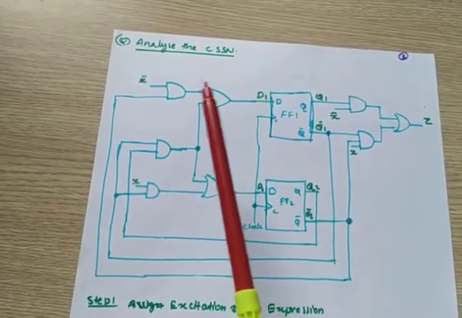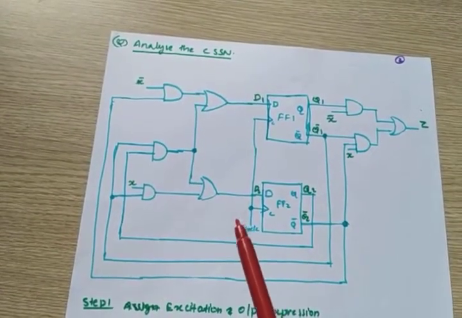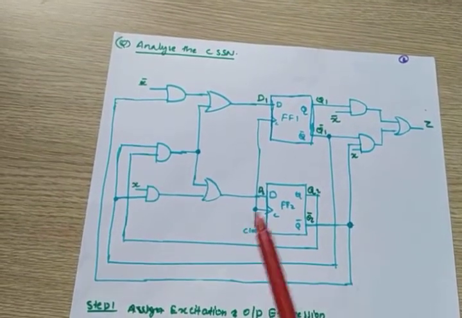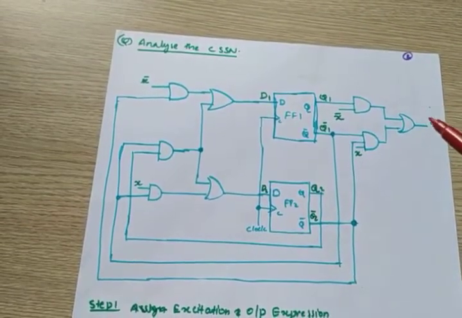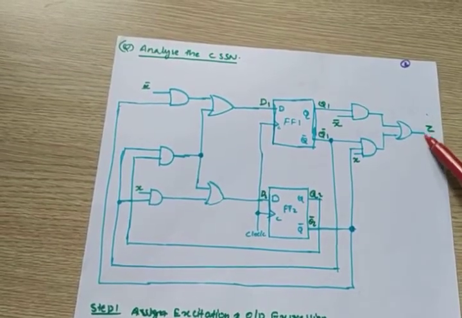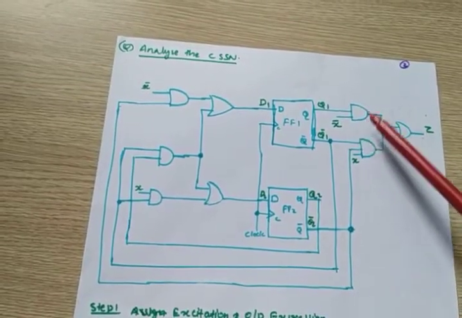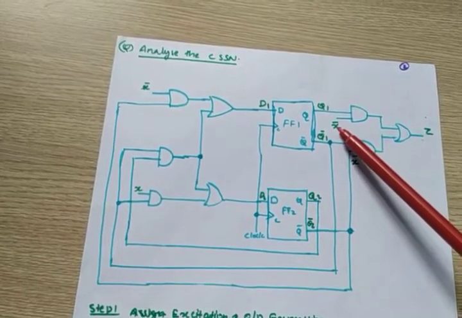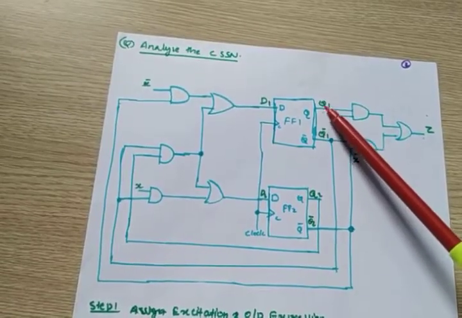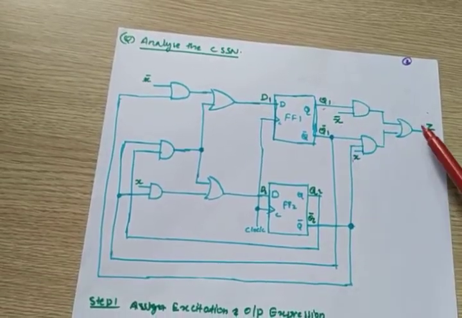Analyze the clocked synchronous sequential network. Look at the diagram. First you should understand whether it is a Mealy circuit or a Moore circuit. By looking at the diagram itself we can understand this. How? Look at the output. The output is actually an OR gate output. It comes from two AND gates, and one input of the AND gate is X. Here X is the input, and the flip-flop outputs are the states. So output depends on present state and input. So it is a Mealy circuit.